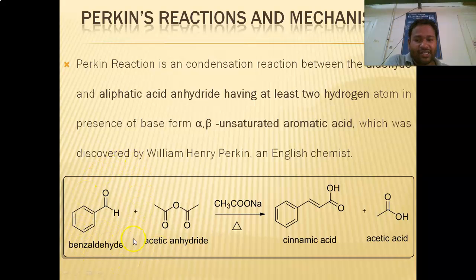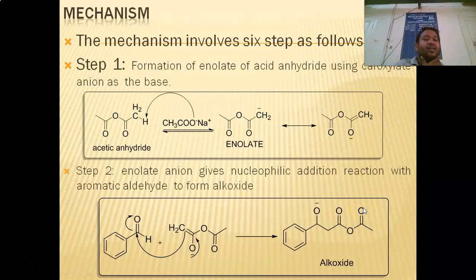The Perkin reaction says that when benzaldehyde reacts with an aliphatic acid anhydride, here acetic anhydride, in the presence of sodium acetate, a mild base, it gives rise to the corresponding cinnamic acid and acetic acid. We will study the mechanism. This Perkin reaction involves a 6-step mechanism.